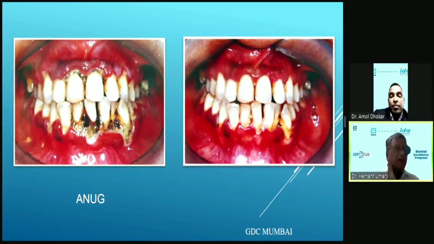And the most important point about ANUG is that it is very severely painful. Some patients give a history of fever and lymphadenopathy. If you touch here, the patient will get pain. He gets fever, and the gingiva becomes extremely painful, and then the patient cannot tolerate food. So this is typical of ANUG. And you give amoxicillin.